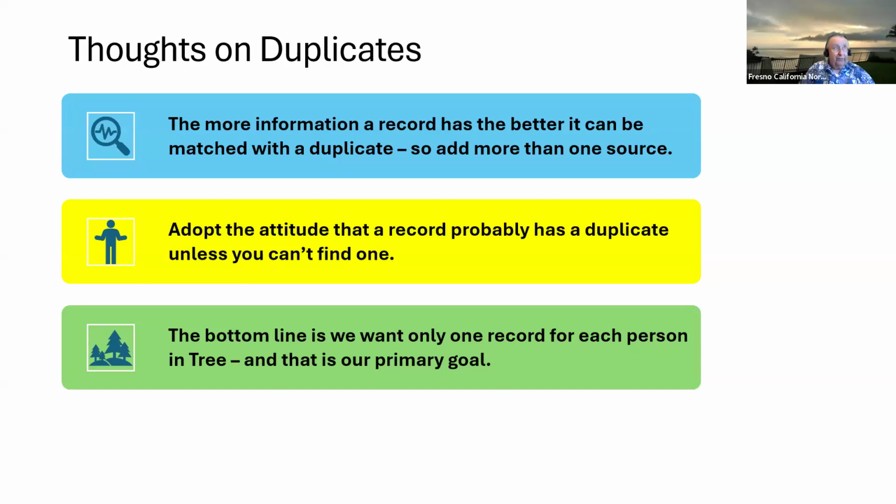Adopt the attitude that the record probably has a duplicate unless you can't find it. Most of the time we like to operate with, okay, I found a new guy, and unless the system shows me there's a duplicate, I'm okay to go. No, it should be the other way around. I found a guy. Now I'm going to go out and try to find a duplicate, and I'll do this record I found only if I can't find a duplicate. The bottom line is, remember, our goal is to keep the tree to one record for each person. Cleaning up duplicates is just as vital as adding new people to the tree in many respects.